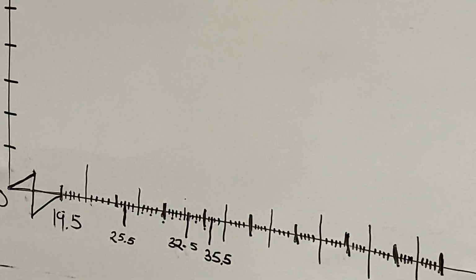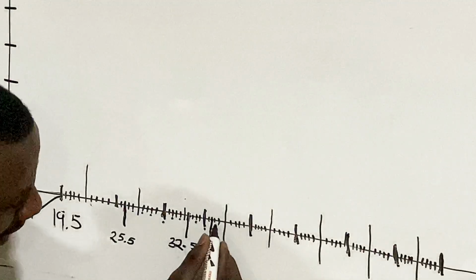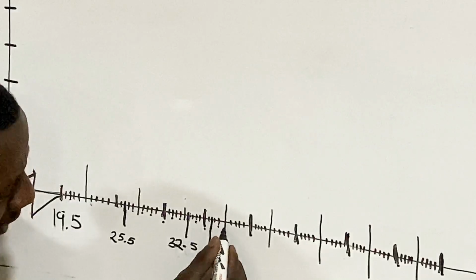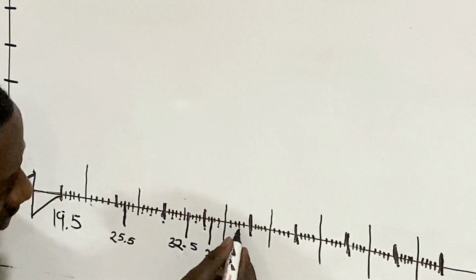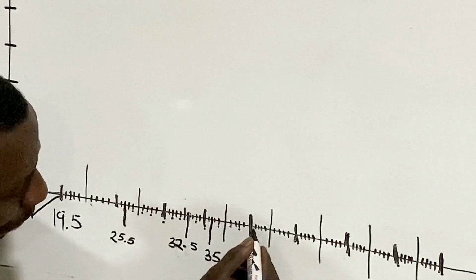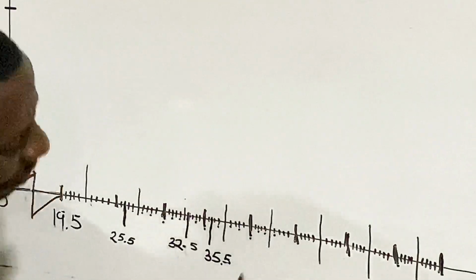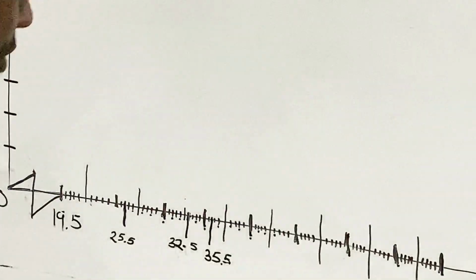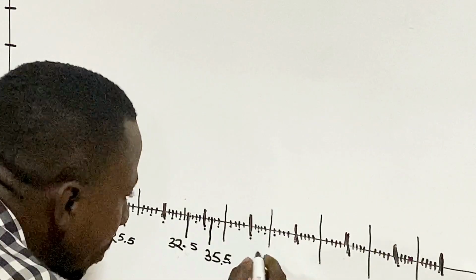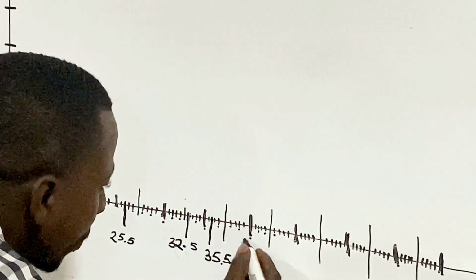The next one is 7. So here I will skip this small line. This will be my 1. I'll skip this 2. I'll skip this 3. I'll skip this 4. I'll skip this 5. I'll skip this 6. I'll skip this 7 because we have 7 over there. So this 1, 2, 3, 4, 5, 6.